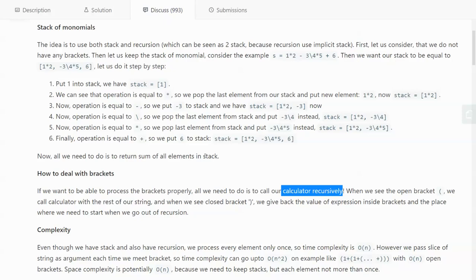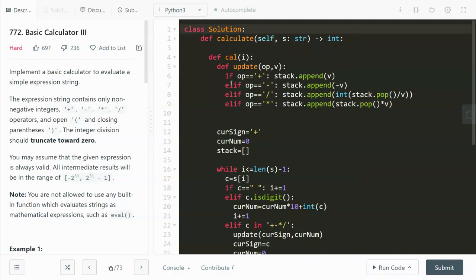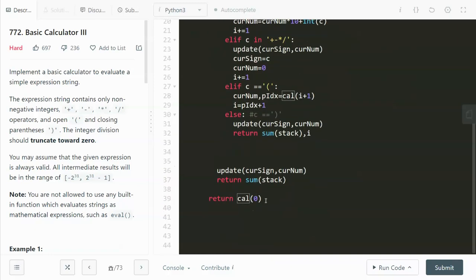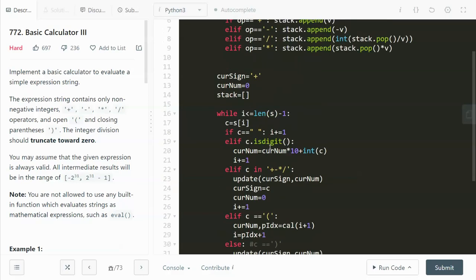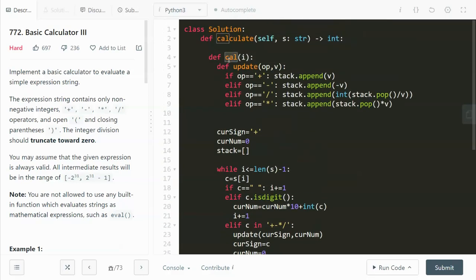Now after we understand the basic algorithm, we're gonna dive into the code. So let's check out the code. The update function is how we work with the stack. I'm gonna go through it later when we actually need it. So this is a cal function, where we recursively call this function whenever we either start the function or come across a parenthesis. So this is what we're going to recursively call, and we have the current sign.